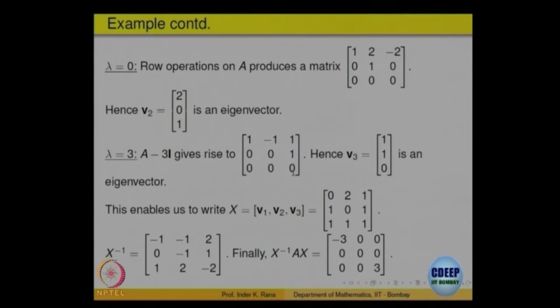Rank again is 2, nullity is again 1. You see, we have got 3 distinct eigenvalues. So, the nullity of each eigenspace is going to be 1 anyway, it cannot be more, because each vector is going to be linearly independent. So, if you are getting something else, then you are making a mistake in your computations.